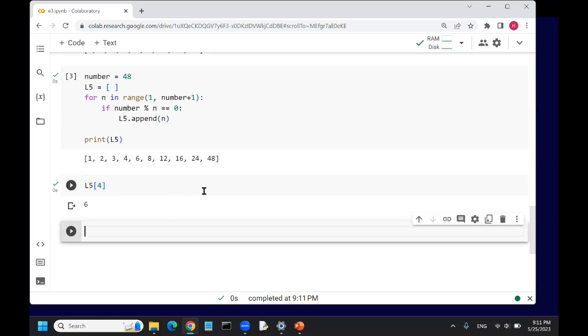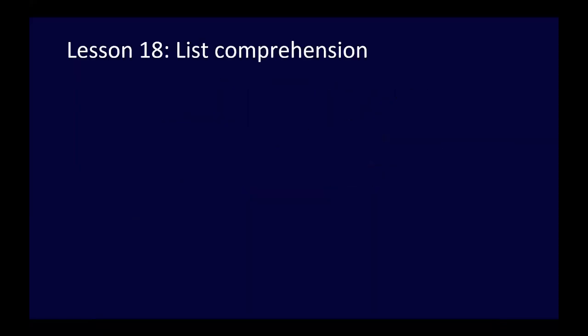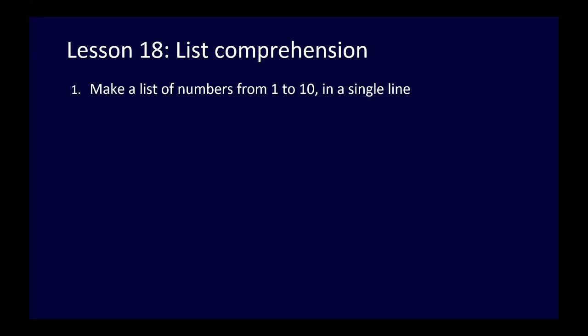Okay, so let's continue. Today's topic is list comprehension. Have you ever heard of this word? Strange word, list comprehension. A special way to make a list very simply and easily. So first, make a list of numbers from 1 to 10, and in a single line. You know how to make a list of numbers from 1 to 10, right?